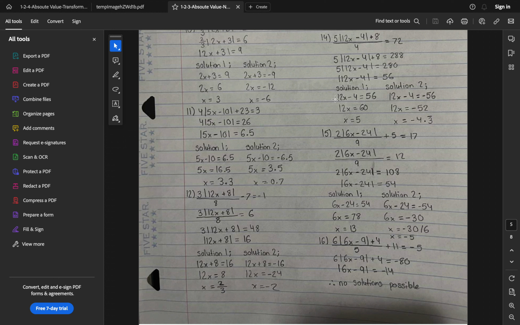For the positive 56, we rearrange and isolate for x. So it becomes 12x is equivalent to 60 and x is equivalent to 5. And for the other solution, it becomes 12x is equivalent to negative 52, and x is equivalent to negative 4.3 rounded.